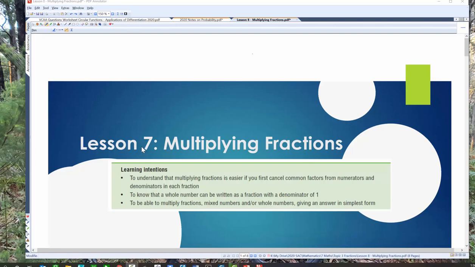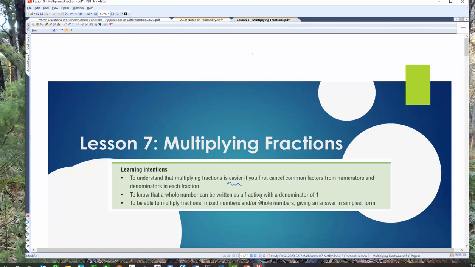Okay, so what we're going to do today is multiply some fractions together. The important point here to understand is that multiplying fractions is easier if you first cancel common factors from numerators and denominators in each fraction.